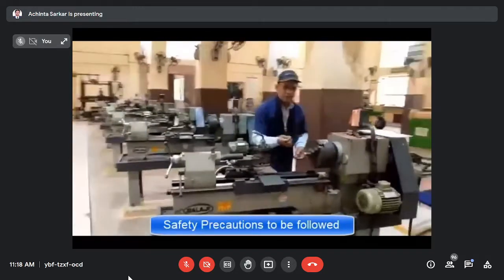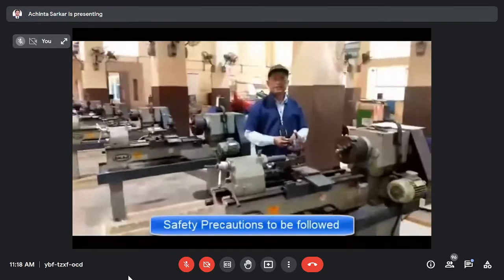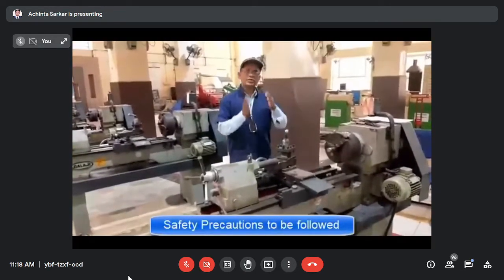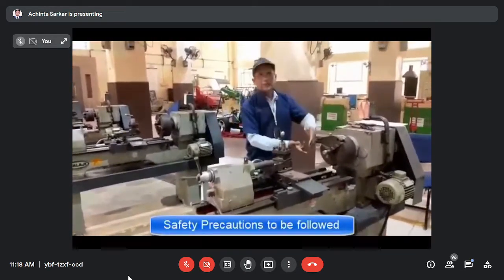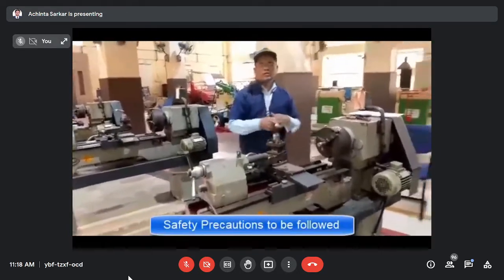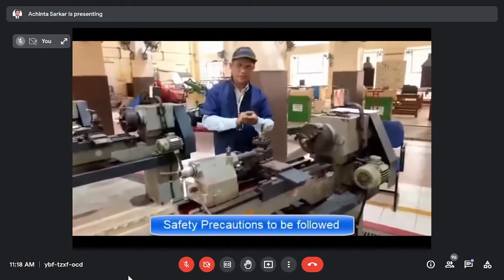Otherwise, you may injure your eyesight. And keep proper concentration while operating the machines and while using the tools. You have to take your concentration very carefully.